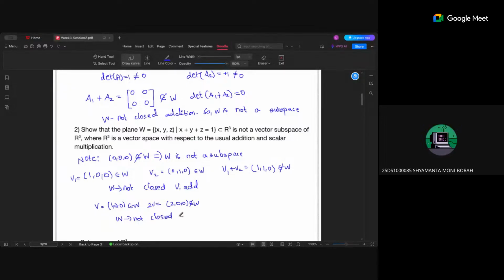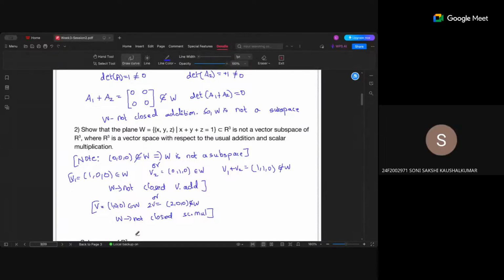Ma'am, how exactly are we using the closed under multiplication thing in this? Would you mind explaining? Okay, so here we have seen either you can use any one of these methods, this method, or this point, or this point. Any one is sufficient to say that W is not a subspace.